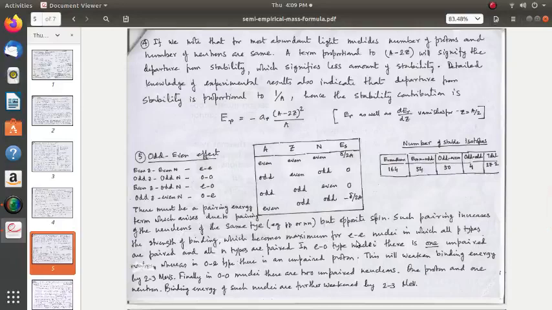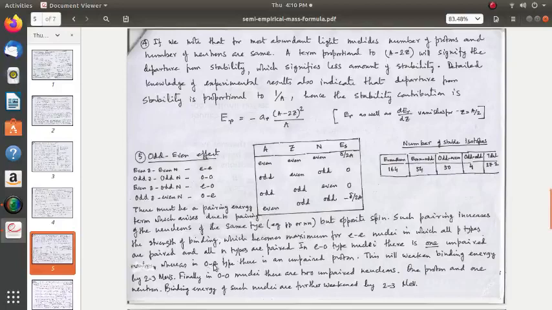Why? Because for even nuclei, all the protons will be paired, because it's an even number, divisible by 2. And also all the neutrons will be paired, because the neutron number is even, which is divisible by 2. So that means all protons and all neutrons will be paired. In the even-odd type nuclei, the proton number is even, the neutron number is odd, so all the protons will be paired, but not all neutrons will be paired.